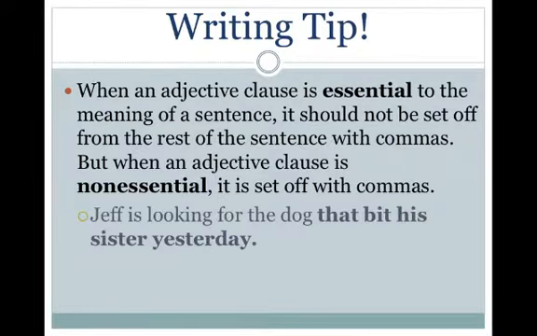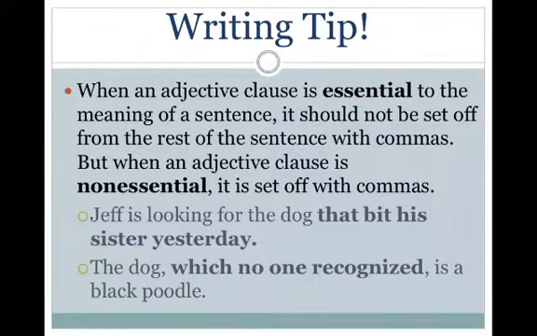For example, Jeff is looking for the dog that bit his sister yesterday. The adjective clause, that bit his sister yesterday, is essential, so there are no commas. In this example, the dog, which no one recognized, is a black poodle. The adjective clause, which no one recognized, is not essential, so there will be commas before and after the clause.